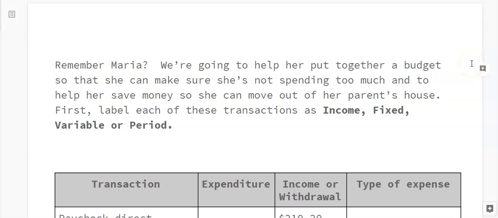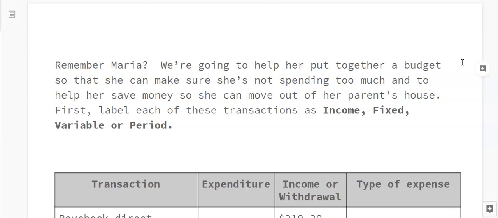Okay, today's assignment is going to be real easy. I'm going to keep it simple for you today. We're going to go back to Maria. Remember Maria? She was having some money issues, if you recall. We're going to help her put together a budget so that she can make sure she's not spending too much and help her save up money because she really wants to get out of her parents' house. But in order to move out, you got to save up some cash.